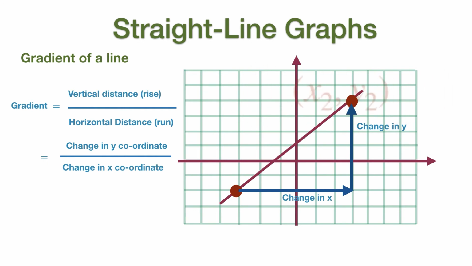If the 2 coordinates are, let's say, (x1, y1) and (x2, y2), then the change in y coordinate is going to be y2 take away y1. And the change in x coordinate is going to be x2 take away x1. Therefore, the formula for finding the gradient can be written as y2 take away y1 divided by x2 take away x1.